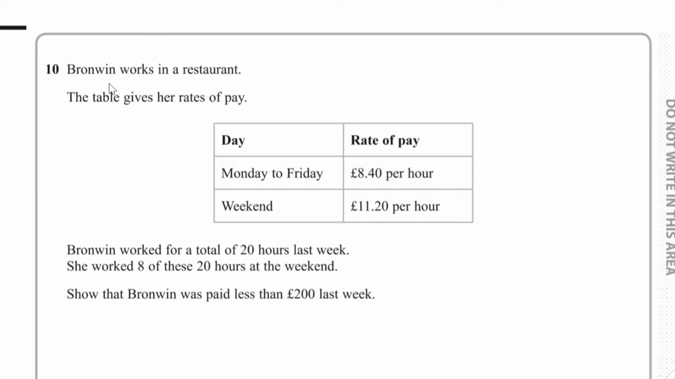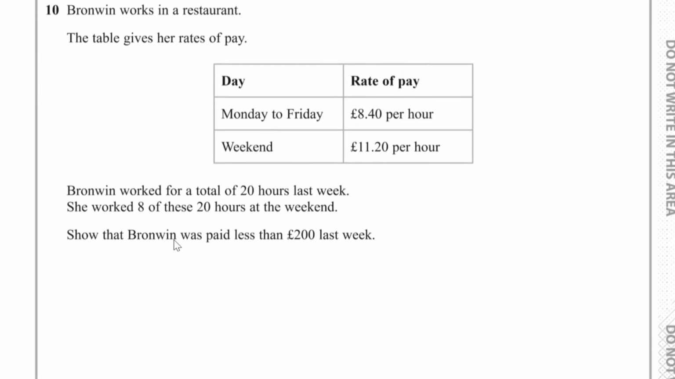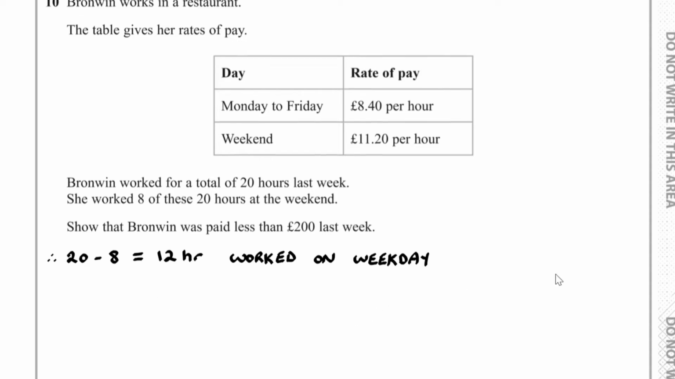Question number 10. Bronwyn works in a restaurant. The table gives her rate of pay. So Monday to Friday, the rate of pay is £8.40 per hour, and on a weekend it's £11.20 per hour. Bronwyn worked for a total of 20 hours last week. She worked 8 of these 20 hours at the weekend. We have to show that Bronwyn was paid less than £200 last week. Well, first of all, if she worked 8 of these 20 hours at the weekend, that means 20 take away 8 is 12 hours, which is worked on a weekday.